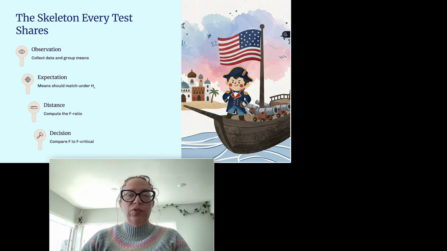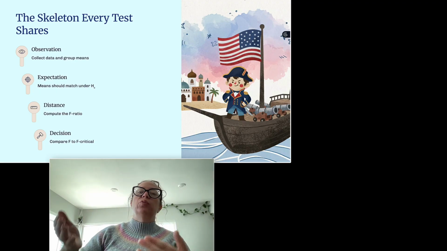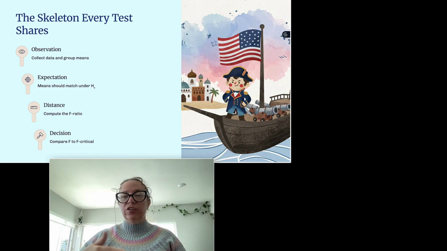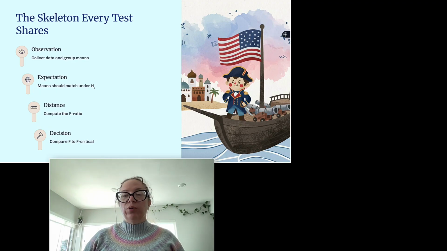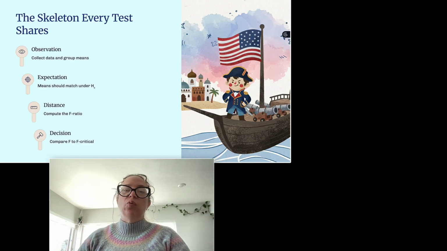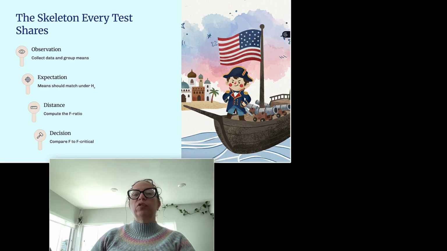Then the third bone on the skeleton is the distance. You compute the gap between what you observed and what was expected, okay, expressed as a test statistic. In ANOVA, that's the F ratio. It measures how far the variance between groups is from what you would expect under the null, okay, relative to the within group noise. But again, we'll get to that. Okay, so what's the distance between what I observed and what I expected?